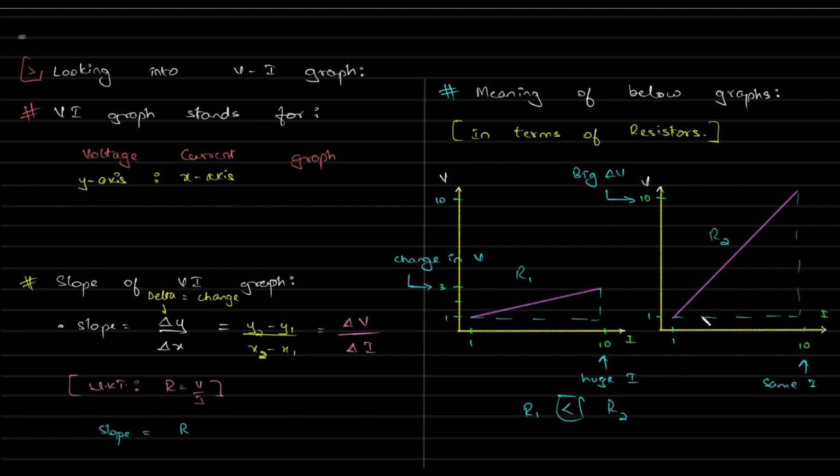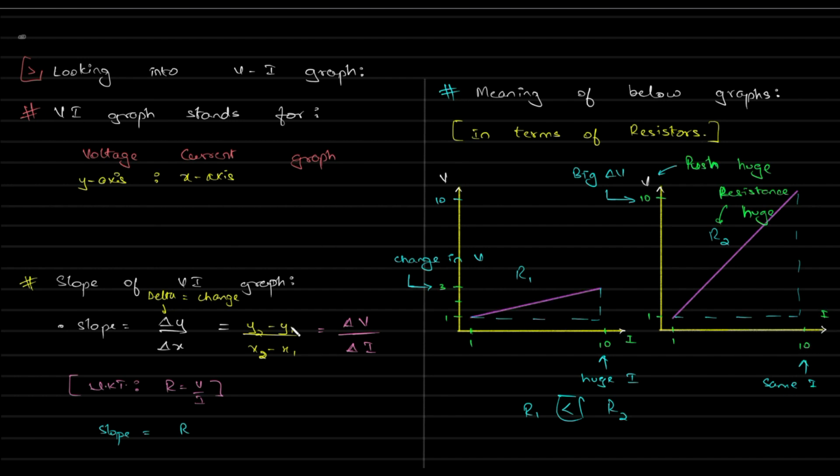While here, for the same current, these two are the same current, both are 10 amperes, I need a huge voltage. Means I need a lot of push. Voltage is nothing but push, is it not? The push is huge. Means what? Resistance is huge, because with so much push, we are getting the same current.